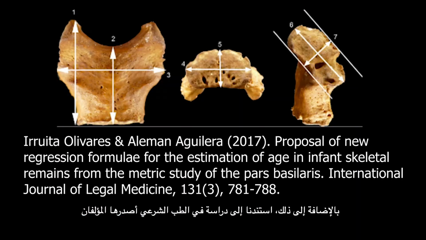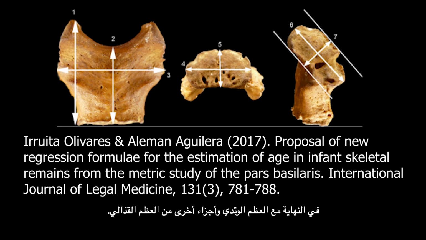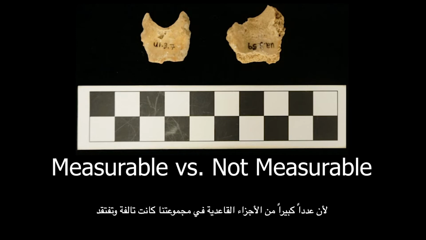Additionally, a 2017 forensic study by authors Olivares and Aguilera suggested that age could also be estimated by taking measurements of areas on the basilar that eventually fuse with the sphenoid bone and other parts of the occipital bone. This was very helpful due to the number of damaged basilar portions in our assemblage that were missing areas we needed to measure sagittal length or maximum width.